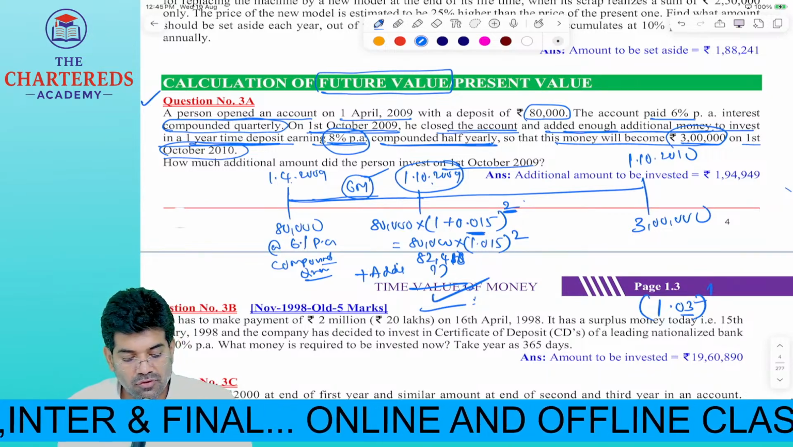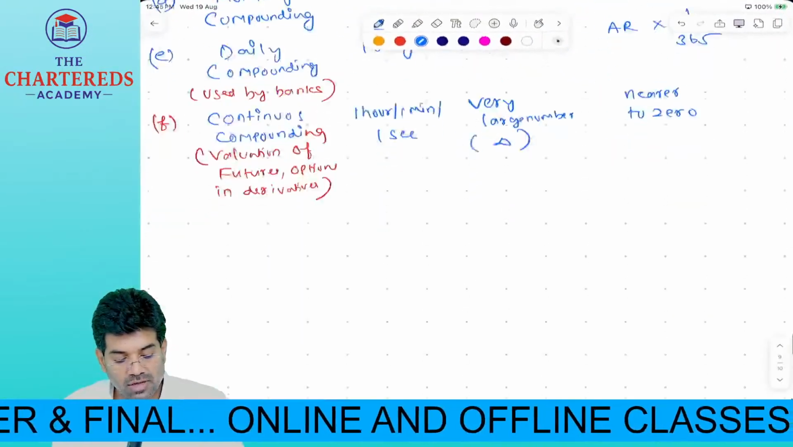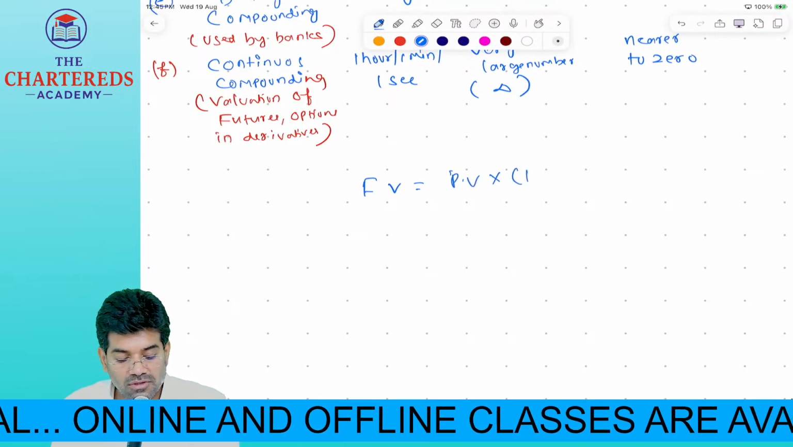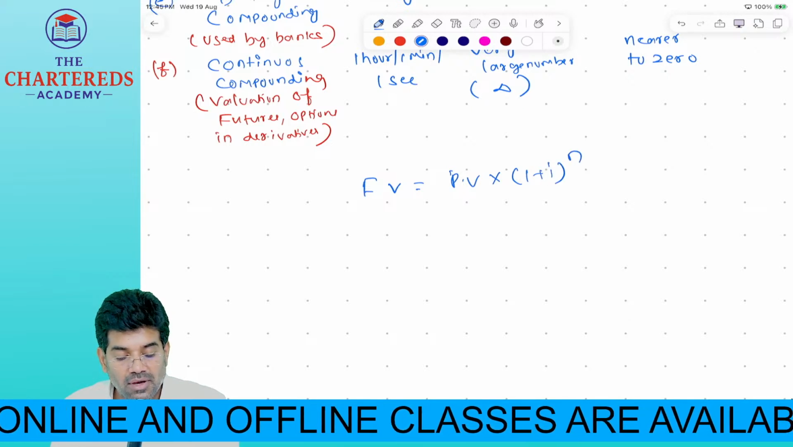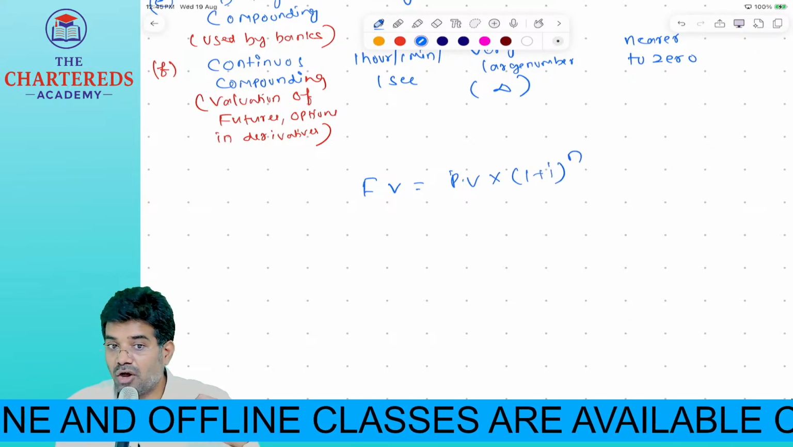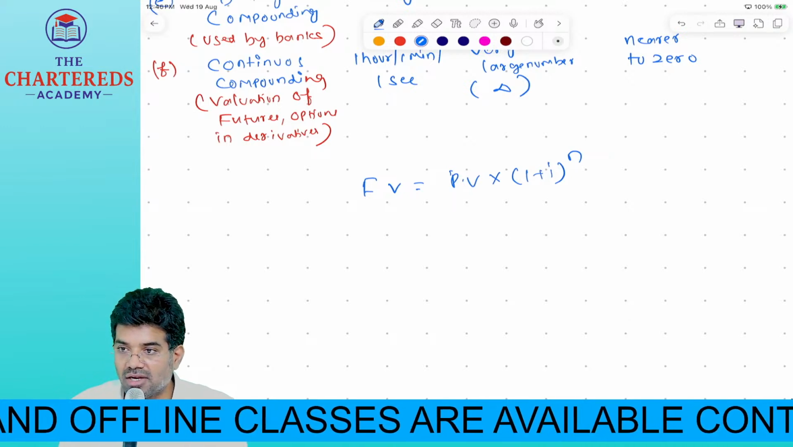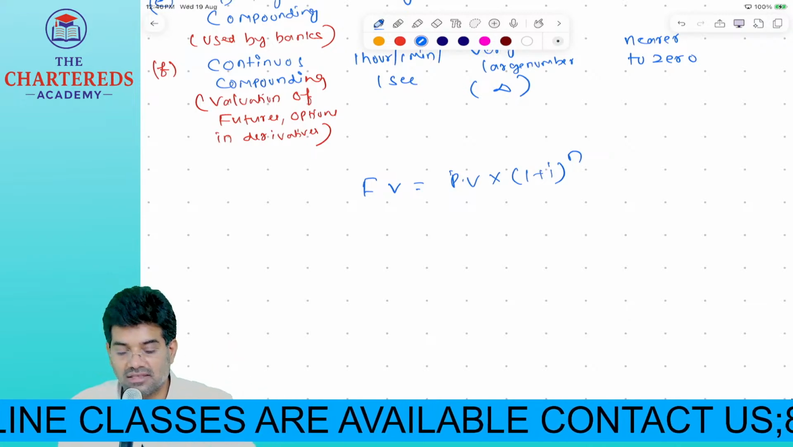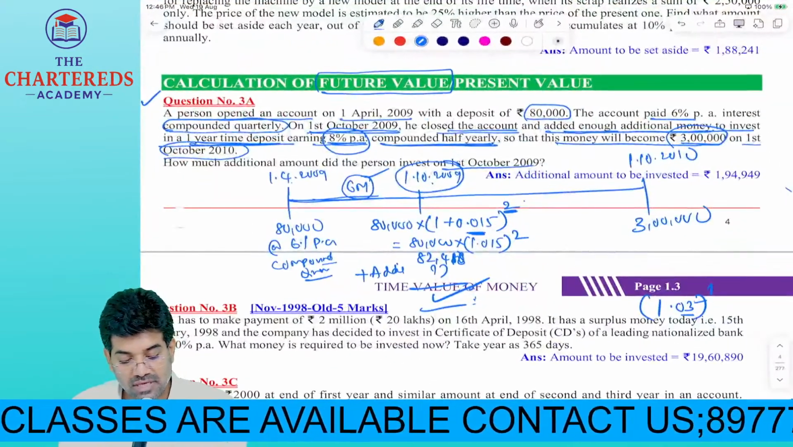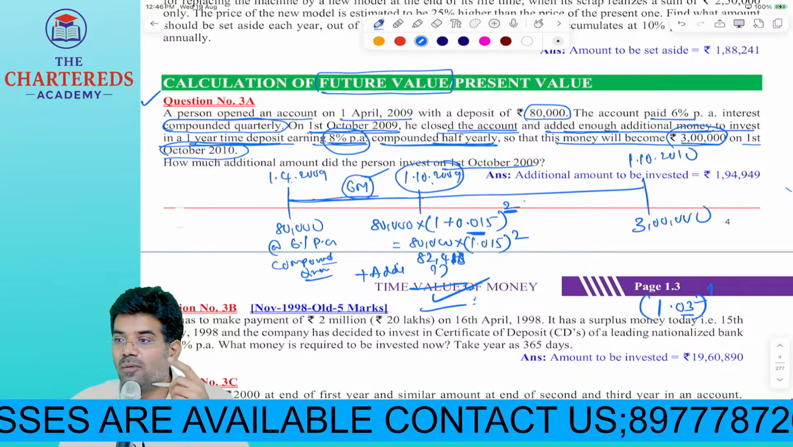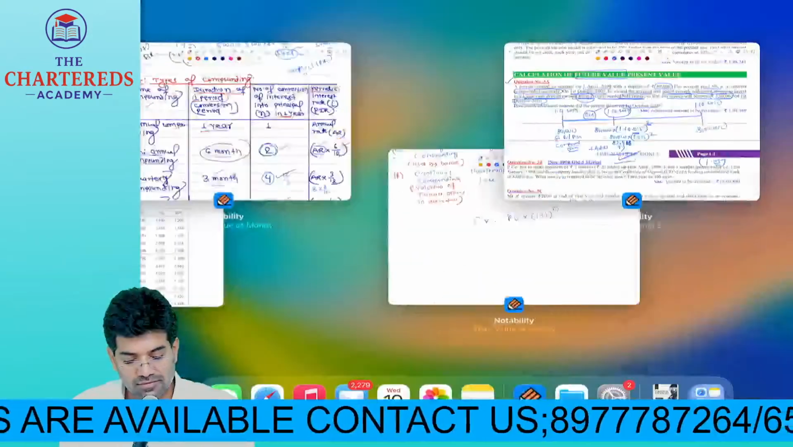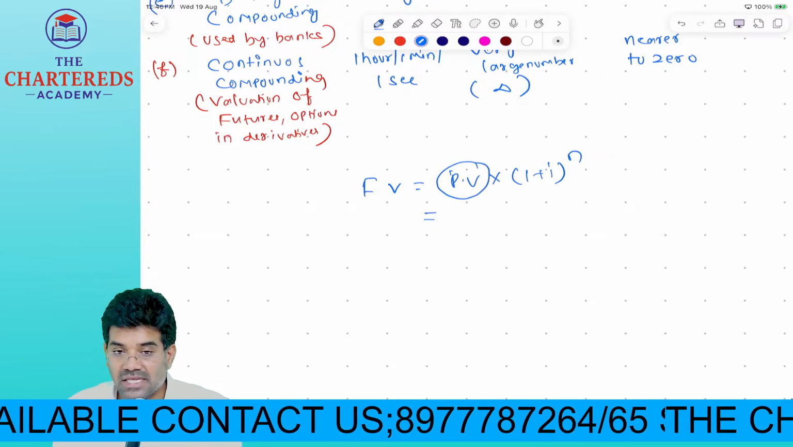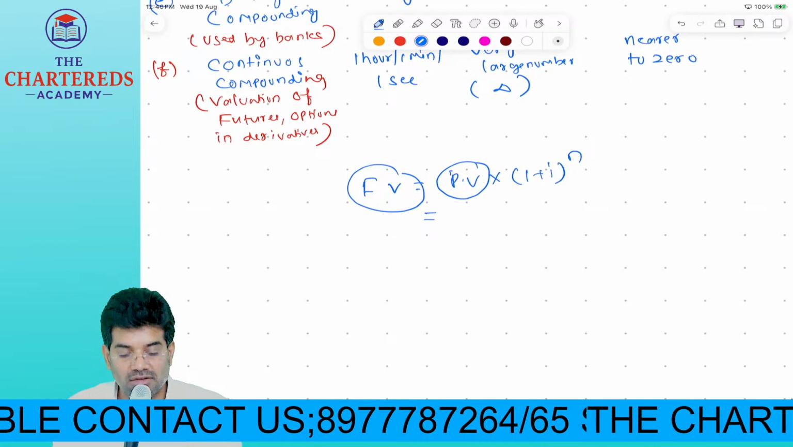Yes, we know the formula now. What is the formula for future value? Present value into 1 plus I whole power n. But here compounding is happening more than once in a year or not? Tell me now. 1 year, but compounding is happening every, see here what he has given, half yearly. In 1 year how many 6 months you'll have? 2. So what I will do is, now I don't know what is the present value, but I know what is the future value. What is the future value?